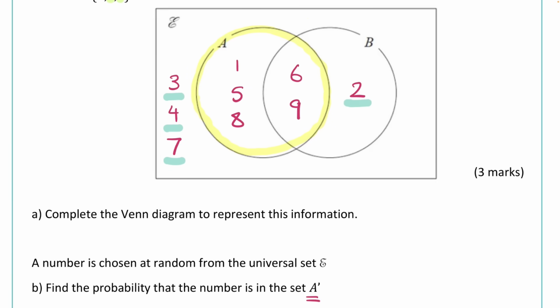So there we go, they're the numbers not in A. Remember, you can be asked about the union and about the intersection as well. So the intersection, which is the little N shape, which is in the middle only.